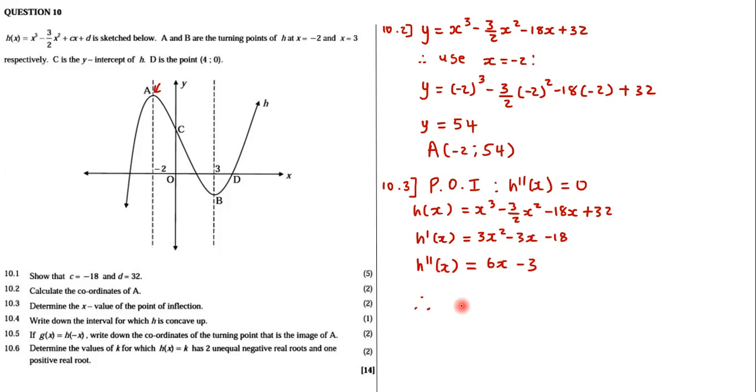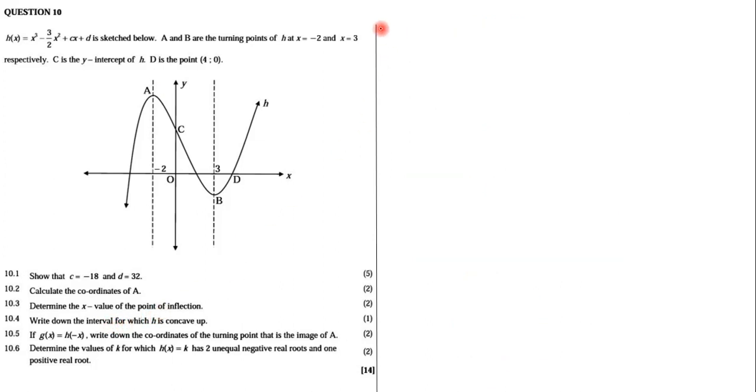Now this is the one that I want, because the second derivative needs to be 0 at the point of inflection. So 6x minus 3 equals 0, 6x equals 3, divided by 6, and x is going to be 1/2. So that is the x value of the point of inflection. Alright, so now let's move on to 10.4. It says write down the interval for which h is concave up.